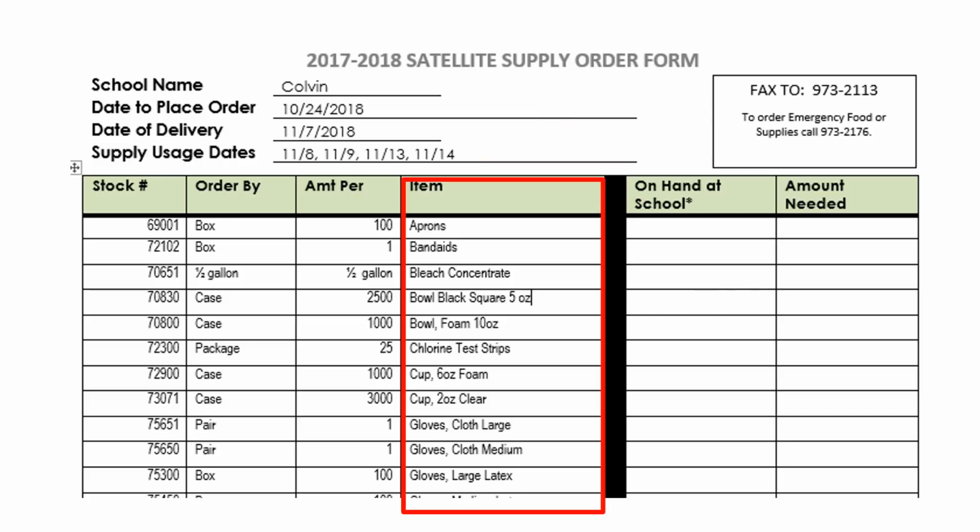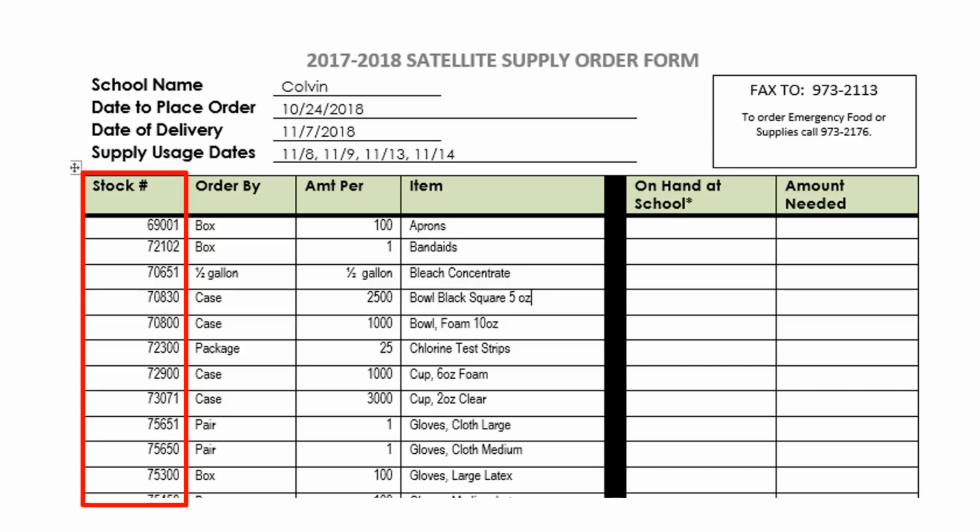This form lists items that can be ordered. They are in alphabetical order by each item. Each item has a stock number. The order by column is a description of how the item will come, and the amount per column is the quantity in the order by description, as in case or pair, and how many are in the package. For example, aprons come in a box with 100 aprons in the box.